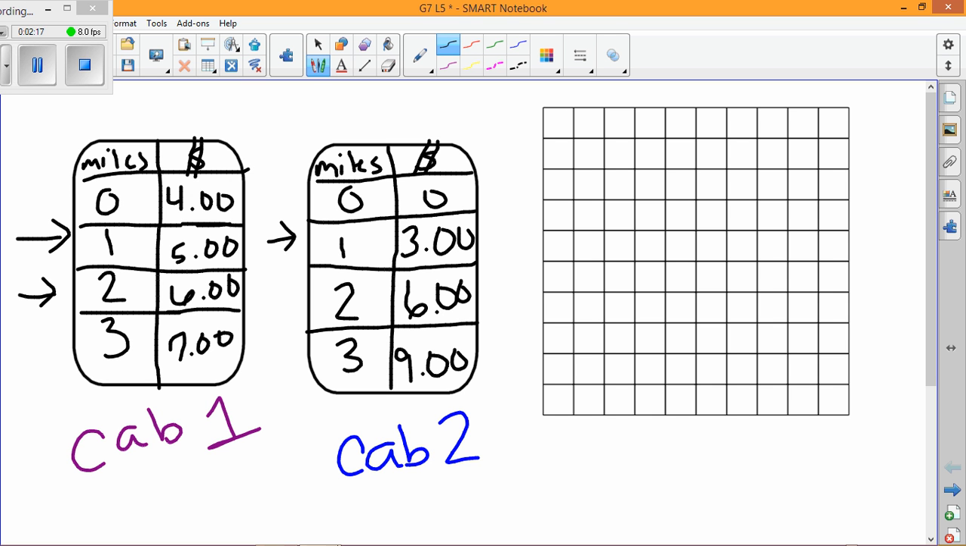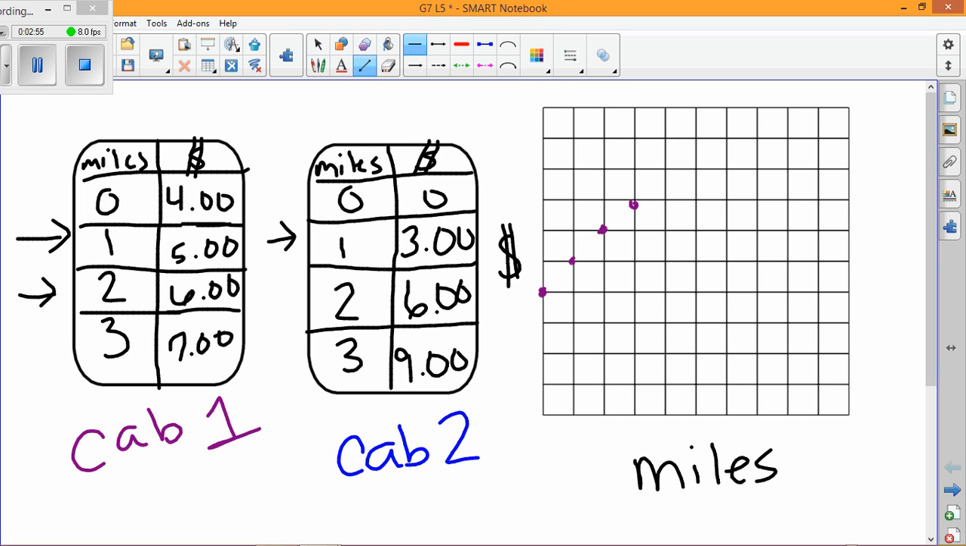This lesson is based on what it looks like when we graph these, and what commonalities we see with proportional relationships. So let's graph cab number one on the set of axes. At 0 miles, it's $4. So let's label these. This will be the miles on the x-axis and the cost on the y-axis. So cab number 1: 0, 4; 1, 5; 2, 6; 3, 7.